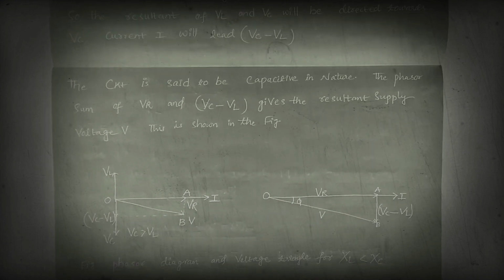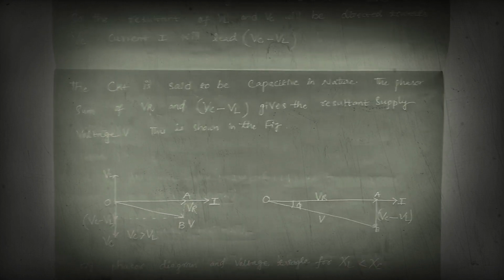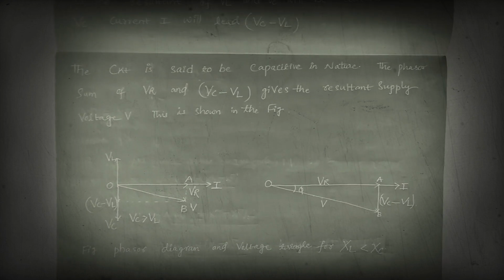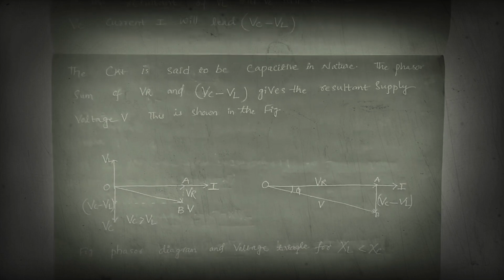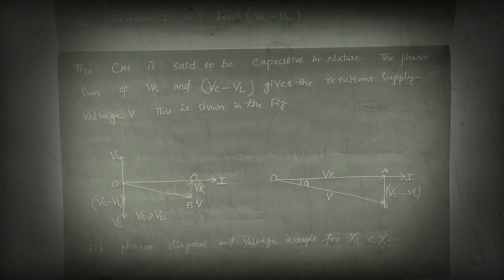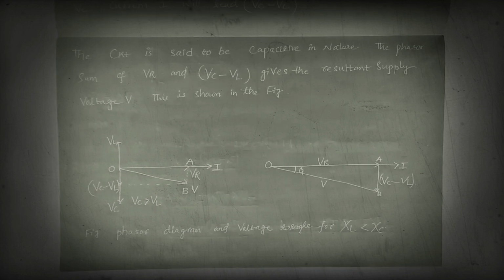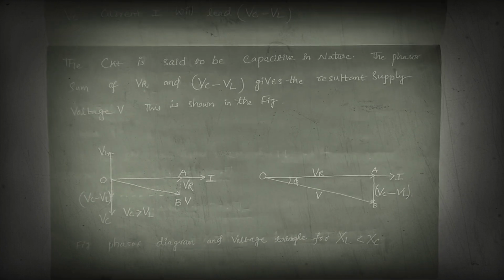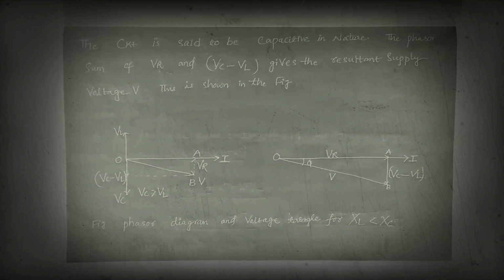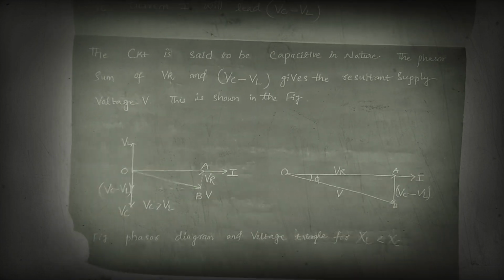The phasor sum of VR and VC minus VL gives the resultant supply voltage V. This is shown in the figure. As I said, the voltage drop across a resistor, VR, should always be taken in reference to the current I. Next, the voltage triangle for XL less than XC: the total voltage is V, VR is in phase with I, and the difference voltage is VC minus VL.